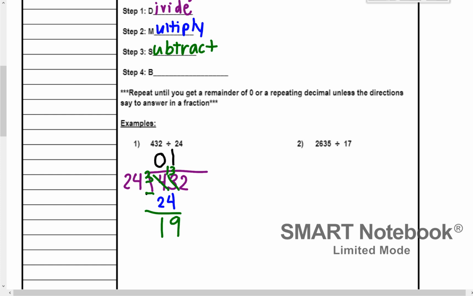All right, so after we subtract, we are going to bring down, ooh, whoa, what's happening? It's my first time writing with this pen this year.